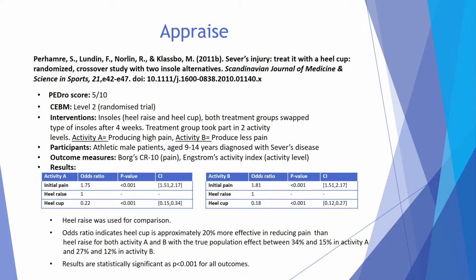heel cup was more effective in reducing pain during activity. The odds ratio indicates it is 20% more effective for use during both activity levels, with the true population effect between 34% and 15% in activity A and 27% and 12% in activity B. P is less than 0.001 for all outcomes, indicating statistical significance.